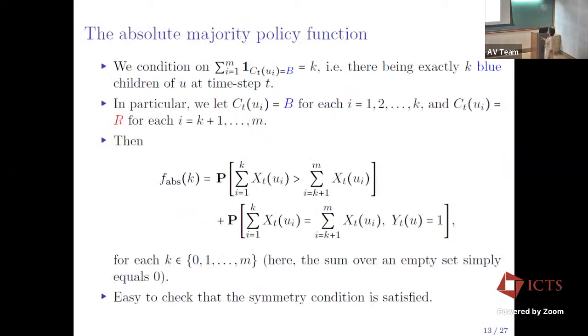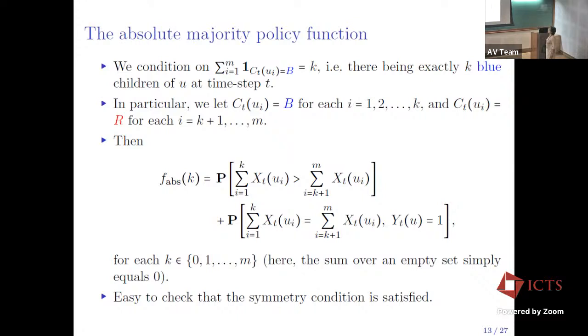Here what you can do is, we condition on this event, but in particular we fix, just for notational convenience, the first k children to have the color blue and the remaining m minus k children to have the color red. Then the policy function that I refer to as f absolute, f absolute of k, is simply the probability that this sum, which is the number of blue successes, is strictly bigger than this sum, which is the number of red successes, plus the probability where the two are equal and the fair coin toss results in a success.